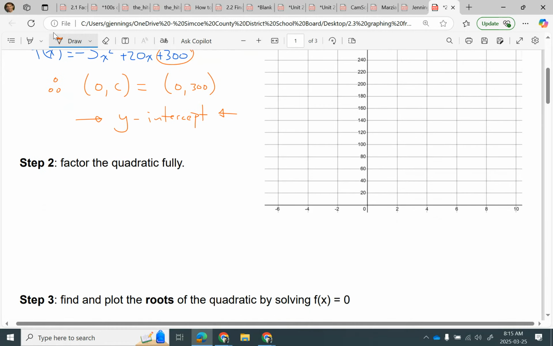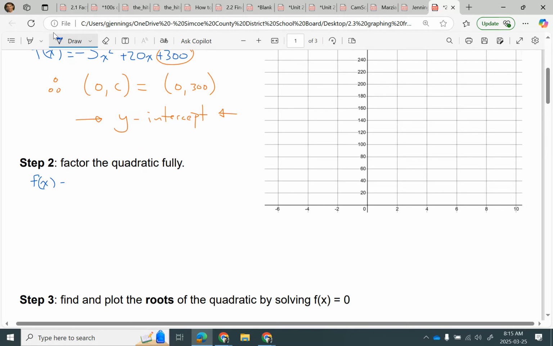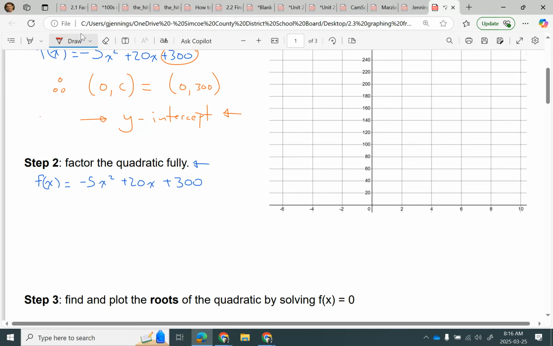Next, copy out your quadratic again. f of x is equal to negative 5x squared plus 20x plus 300. If we factor this quadratic fully, we're going to get a lot of information about it. What's my first step in factoring this quadratic? Take out that common factor, right? Yeah, let's factor out negative 5. So make yourself a little note as to what you're doing. You might say step 1, common factor.